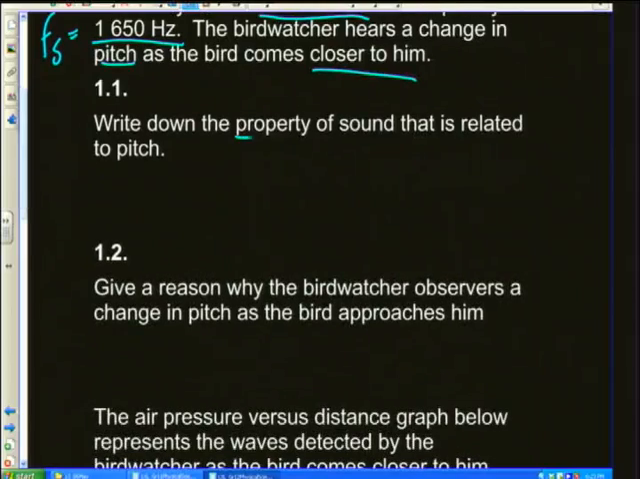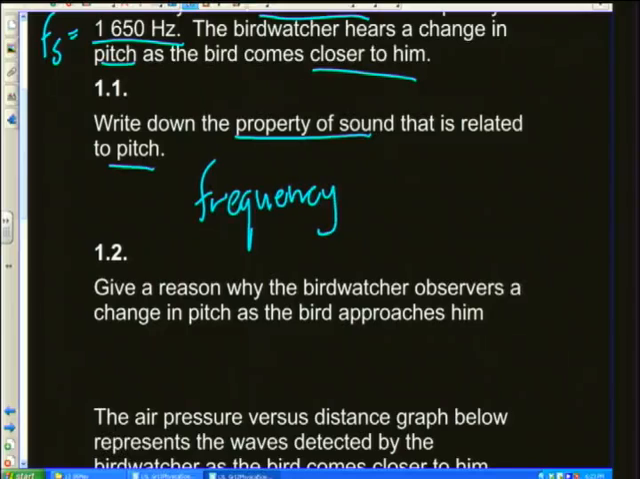It says, write down the property of sound that is related to pitch. Well, that's easy. Recognize that pitch is related to frequency, not amplitude. Loudness is related to amplitude. Next thing.